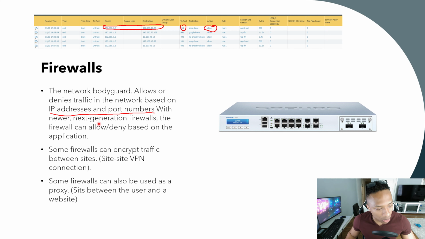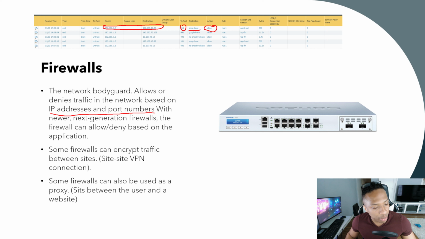Next generation firewalls, however, can allow and deny based on application. So you can see the application section here. You can see SNMP base. Remember we talked about ports? Remember SNMP? So you can see this is SNMP traffic, but we can block SNMP traffic. We don't have to specify a port number in this case. We could say, from the IP to this IP, block SNMP traffic.